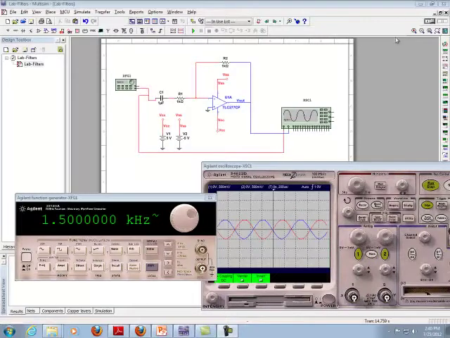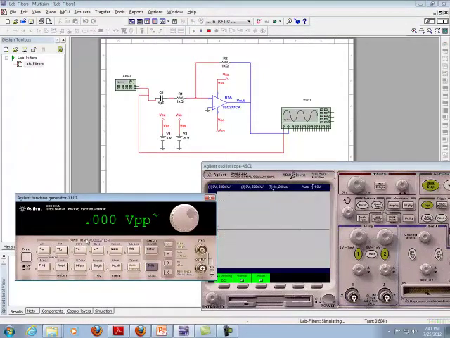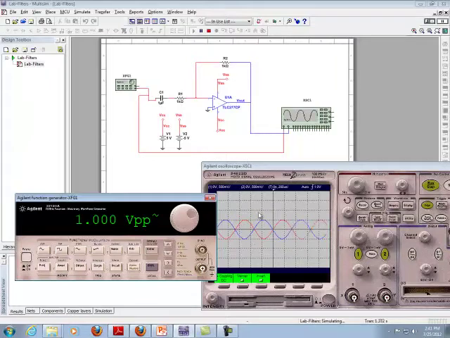Okay, so here's my simulation. I've already run it once, so let me run it again. And you can see with an input frequency of 1.5 kilohertz, amplitude of 1 volt peak to peak, I'm getting a 180 degree phase shift between the input, which is in red, and the output, which is in blue. That makes sense because at really high frequency, the gain is negative R2 over R1, or the circuit is acting like an inverting amplifier.